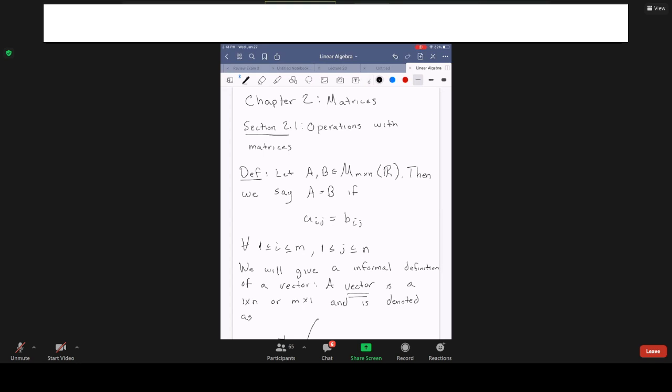So we have x1, x2, all the way to xn. So this is the n by 1. And then there's also another way we can denote it: x1, x2, all the way to xn. Okay, so we denote vectors this way.